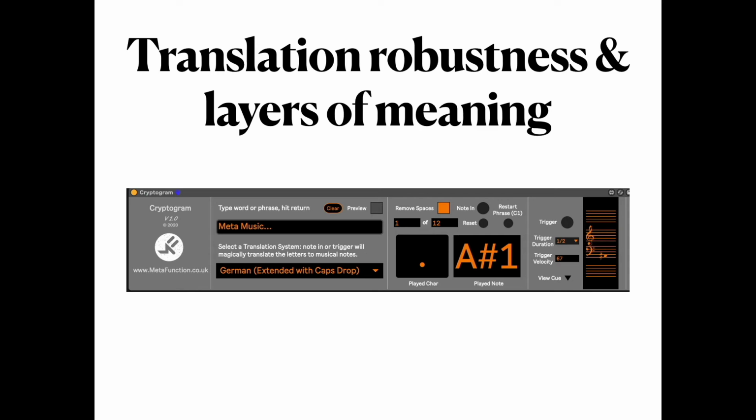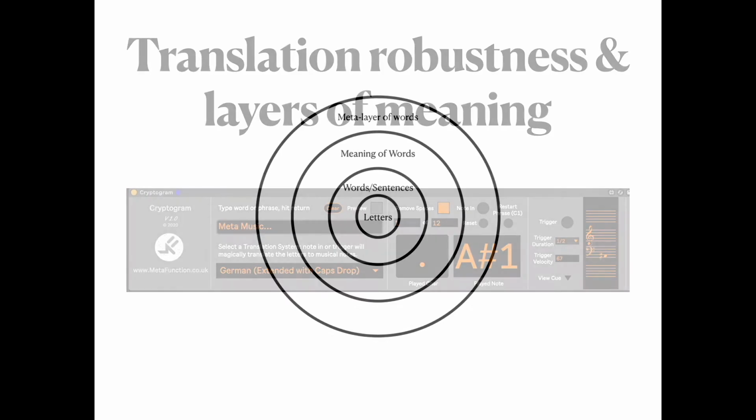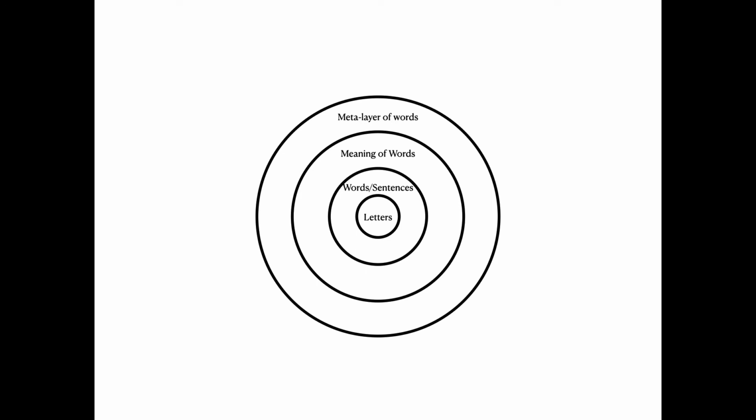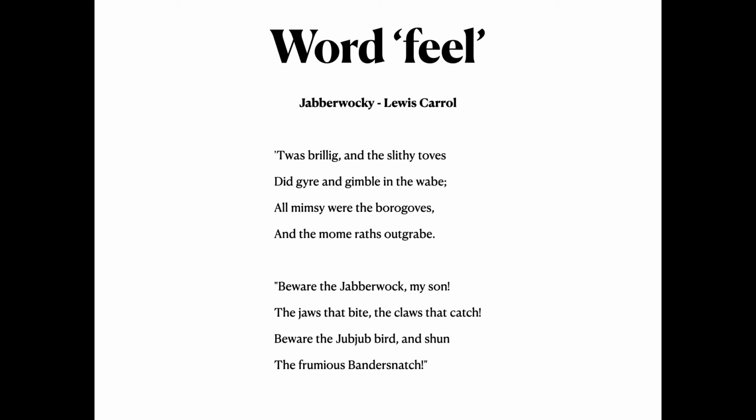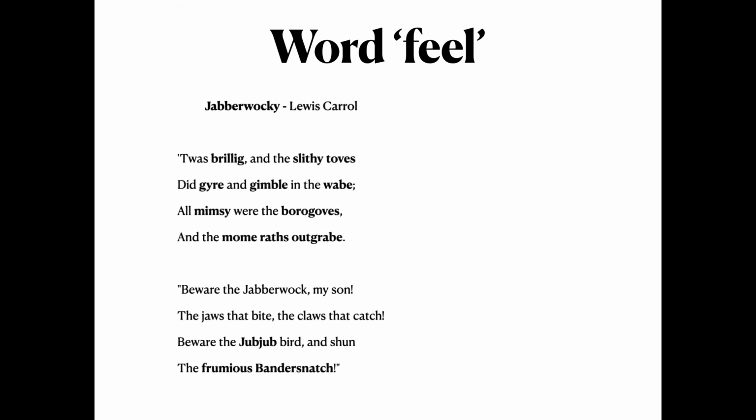Ultimately, this translation system reveals that letters don't contain all the meaning in language. They construct words and sentences which have their own meaning, but there is another layer above them, a sort of feel about the words, a meta layer. The best way to illustrate this, I think, is in Jabberwocky by Lewis Carroll, a poem that's made up in large proportion by wholly invented words. Yet somehow these words carry with them a meaning, a feel.